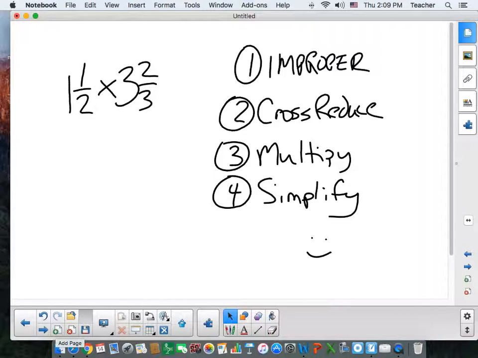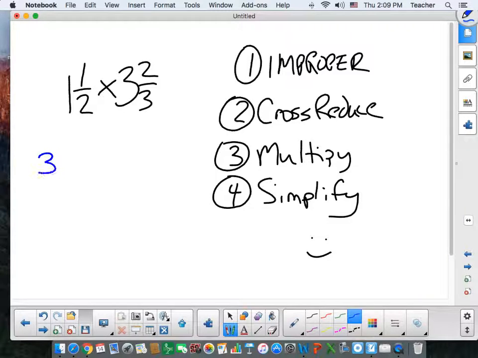All right, so welcome to 1 and 1/2 times 3 2/3. How do I make 1 and 1/2 into an improper top-heavy fraction? The whole times the part, right? So 1 times 2 plus 1 is 3 halves. And we're going to multiply that, what is 3 times 3, plus 2? 9 plus 2 is 11 thirds.